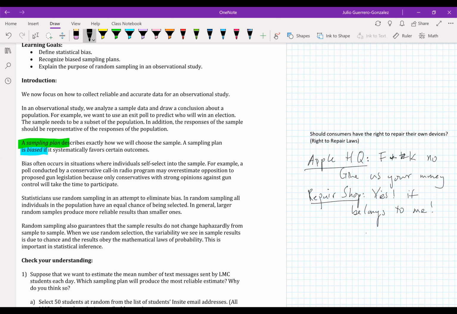So notice that if I decided to ask this question, and my sampling plan included going to ask this question outside of Apple HQ, that's now intentionally biasing my results. Correct? And opposite the other way, if you do go to Apple, you already know they don't want you to do that. Exactly. Does that make sense?